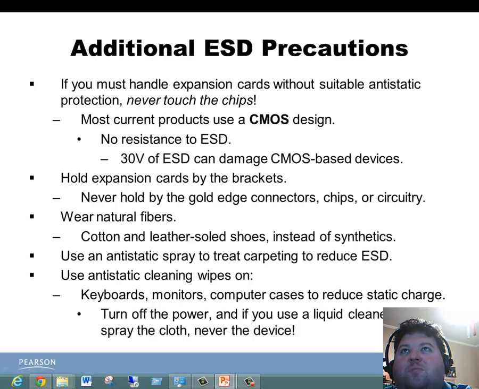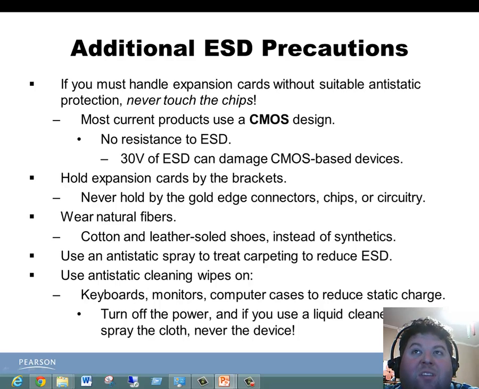Always remember to put your expansion cards in antistatic bags when you take them out of a machine, or if you're putting them up for storage. Try to never touch the chips. Hold expansion cards by the bracket. Never hold them by the connectors on the bottom.